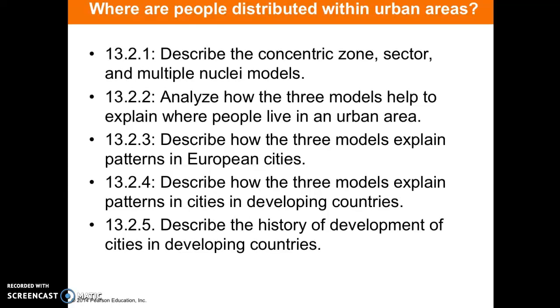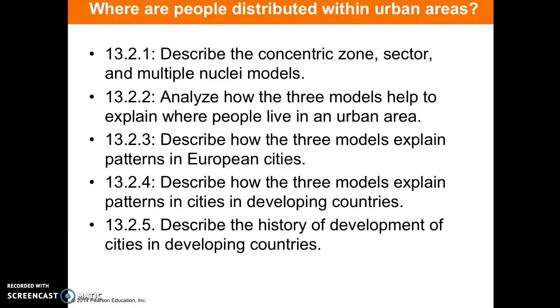So Chapter 13, Key Issue 2, is about where people are distributed within urban areas. We're going to look at some of the major models that are applied to the U.S.: the concentric zone, the sector, and the multiple nuclei models. Although these can be a bit dated, they certainly have modern day applications still. We're also going to look at how the three models can help explain where people live today.